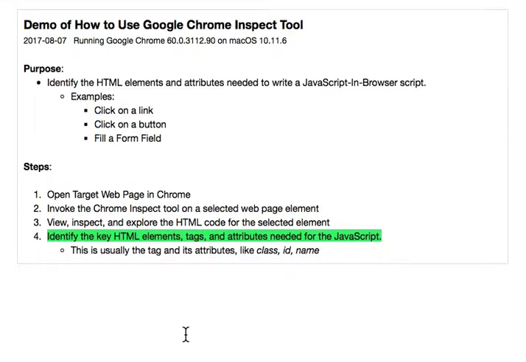Okay, and that's really all there is to it. We have now captured the data we need to identify the HTML elements, tags, and attributes for our JavaScript. And now the challenging part is to figure out how to write the JavaScript. But we've got to have good source data. So that's really all there is to it.